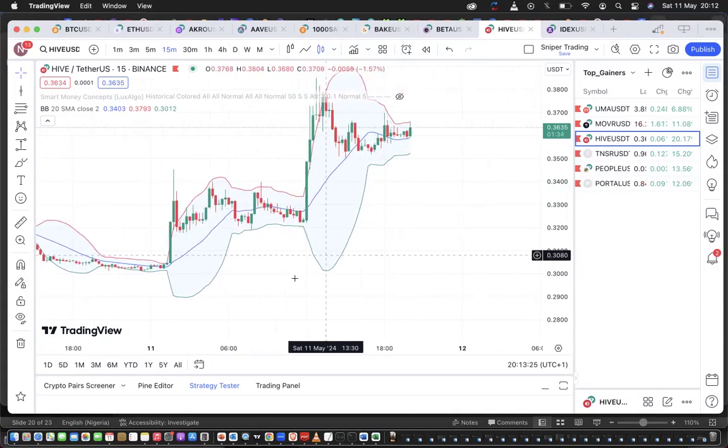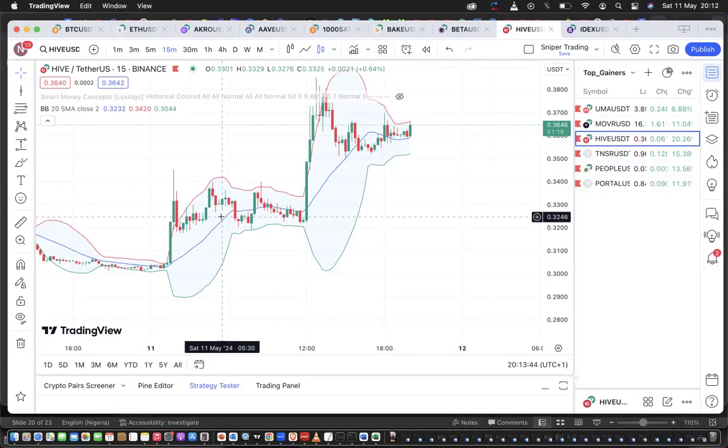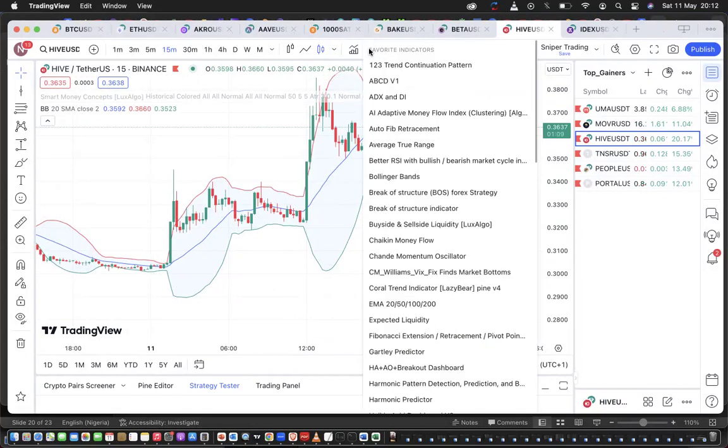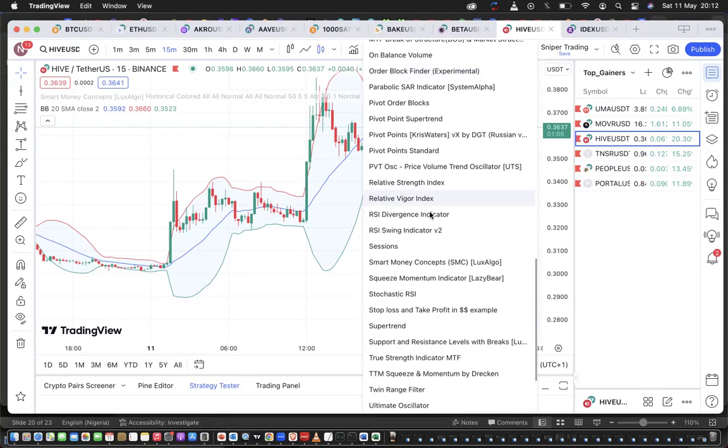It could normally cross the middle line or be resisted or supported at the middle line, as the case may be. So the pattern still remains. Use the Bollinger Band strategy. But in addition to the Bollinger Band, we want you to add an indicator called the Stochastic RSI, still on the 15-minute chart. So we add the Stochastic RSI to this screen.